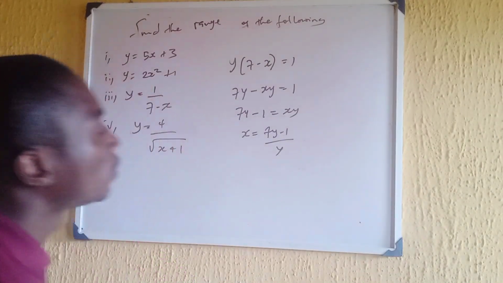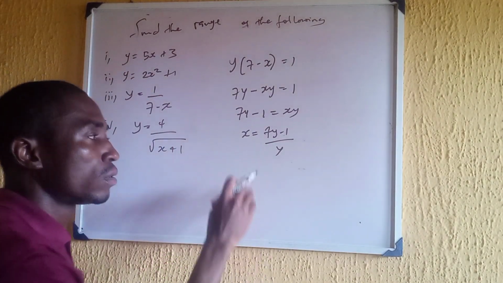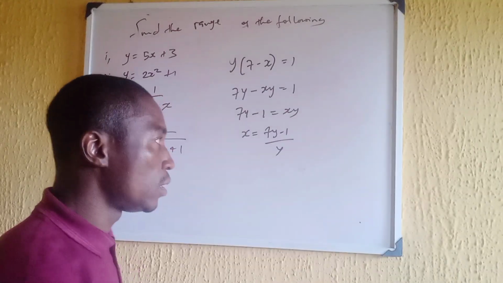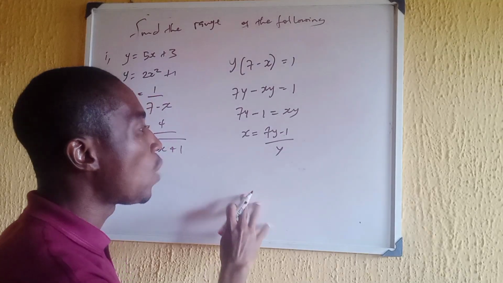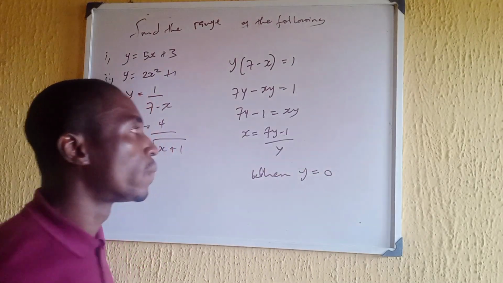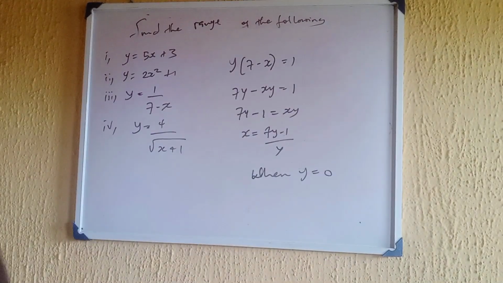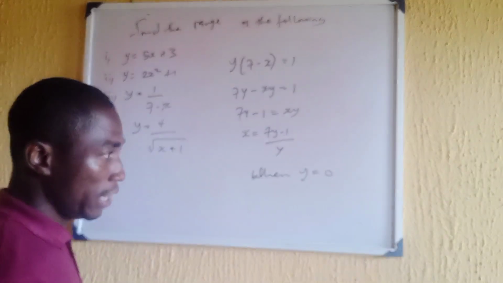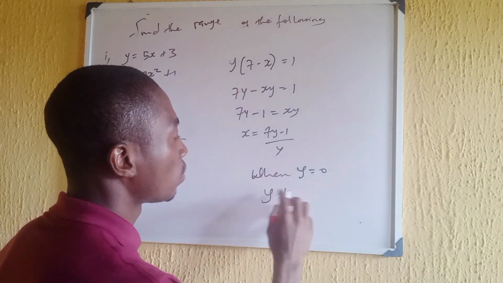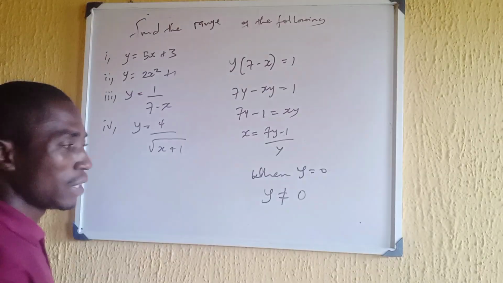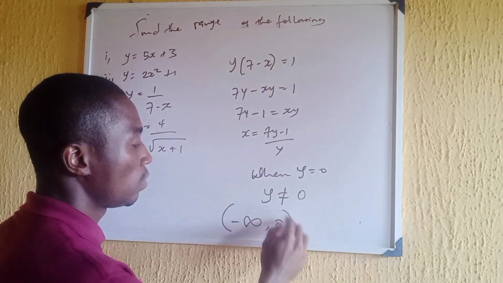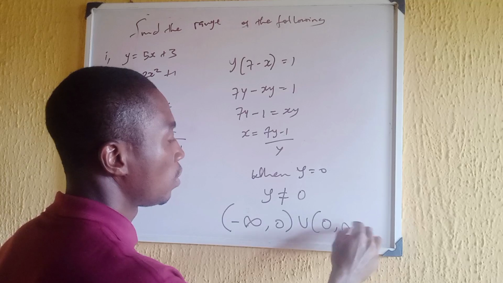So what condition makes this function undefined? When y is equal to 0. That means y can be any number except 0. So in that case, y is not equal to 0. Another way of expressing it is by saying negative infinity comma 0 union 0 comma infinity.